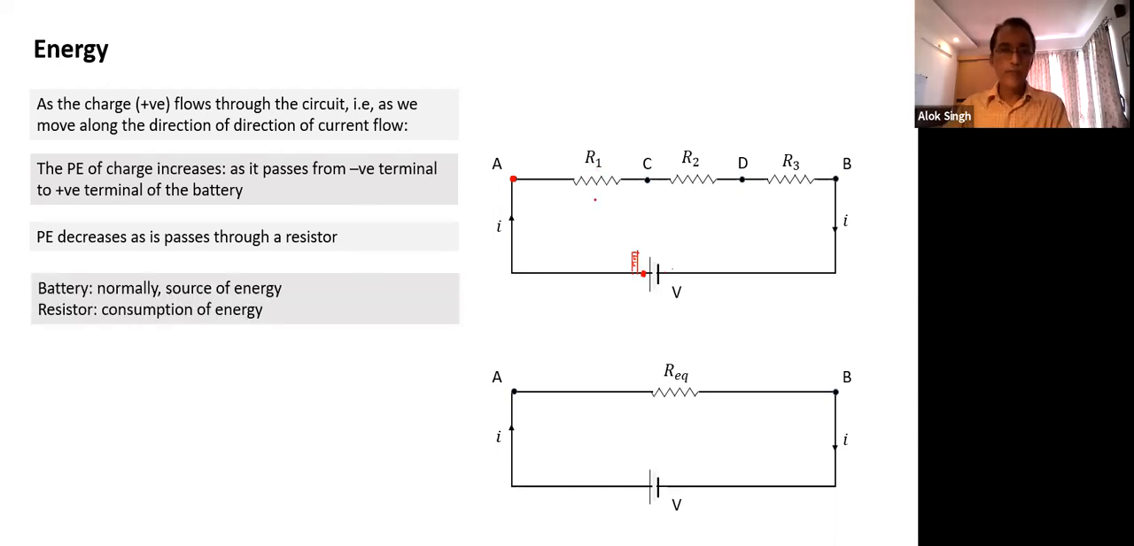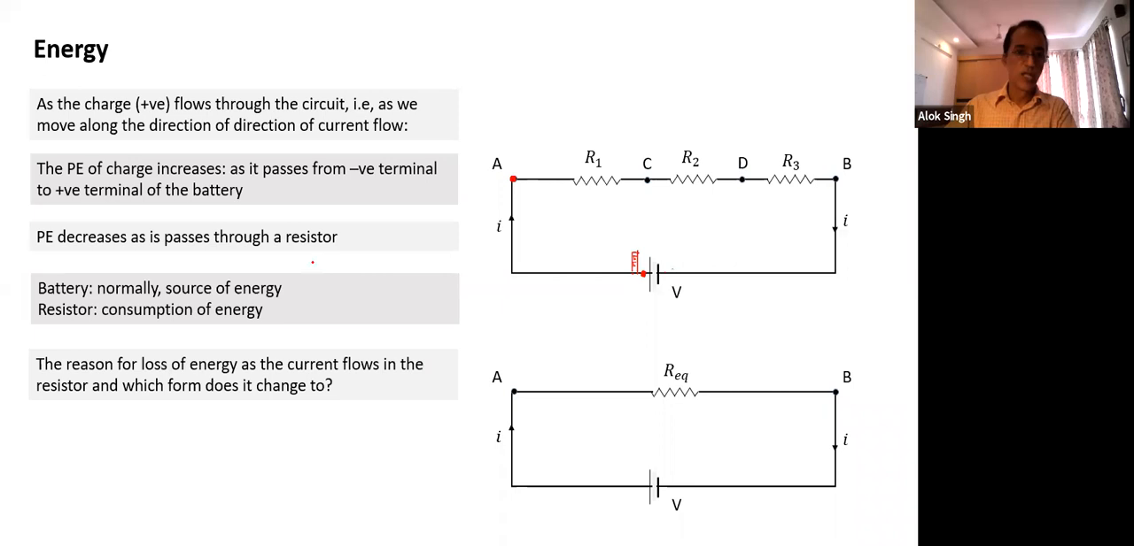So what we understand from here is one way to view this: here it gains energy, here it loses energy. So we can think of any circuit as the battery being the source of energy and the resistor being the part of the circuit where consumption of energy takes place. That's why the whole circuit evens out. The battery is the source, and the resistance is where energy is consumed. The reason for loss of energy as the current flows in the resistor, and which form does it change to? These are two things we try to understand.